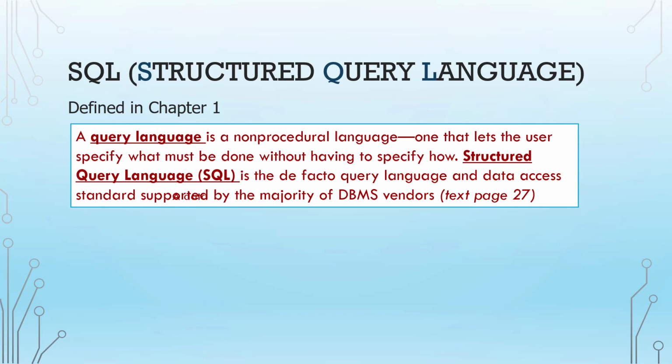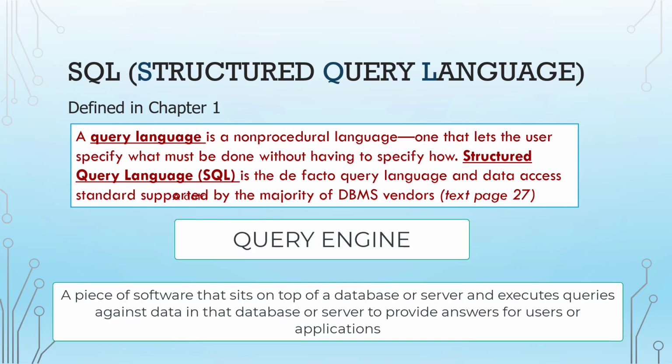So what does that mean? When you're coding in a procedural language, let's say I'm coding in Java, you're going to have to specify with if statements and with loops how to manipulate the data. With a query language, you just say, this is how I want the data to be, and the database engine will determine what kind of if statements and what kind of loops are needed. That is called the query engine within the database.